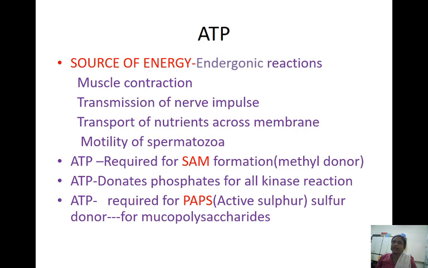For example, take glycolysis. The first reaction is catalyzed from glucose to glucose 6-phosphate by the enzyme hexokinase or glucokinase, where one ATP is hydrolyzed to ADP and Pi. Now here ATP is hydrolyzed to ADP.